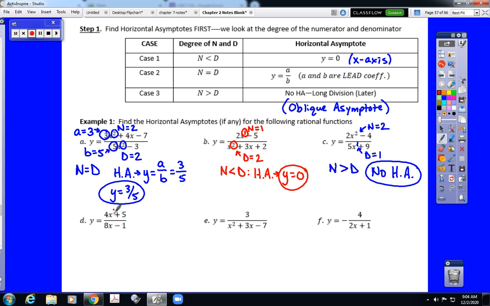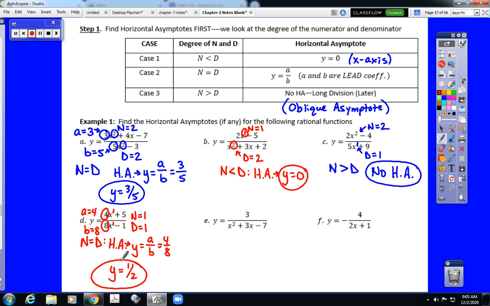Letter D, same idea. The numerator is 1. The denominator's degree is 1. Since the numerator is equal to the denominator in degree, our horizontal asymptote is y equals a over b, which would be 4 over 8. We would reduce that to get a horizontal asymptote of y equals 1/2.